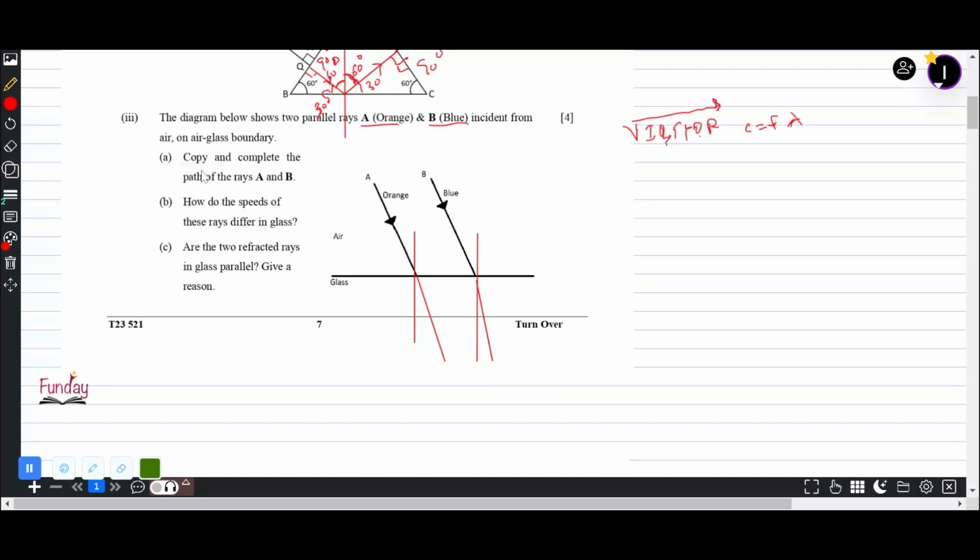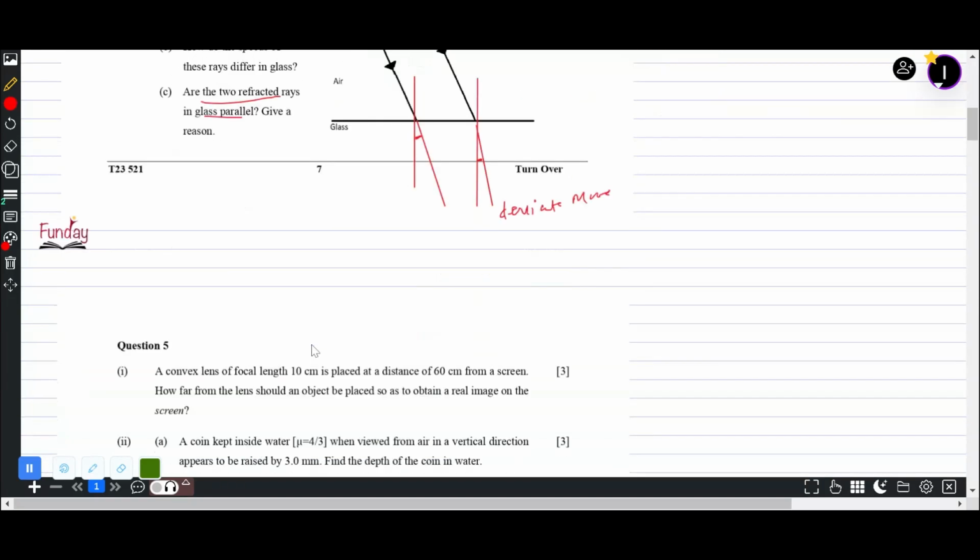So the question was: copy and complete the path of rays A and B. Done. How do the speeds of these rays differ? The speed of orange will be more than the speed of blue. Are the two refracting glass slabs parallel? Give a reason. No, they are not parallel because blue will deviate more. Because of lesser speed, orange will deviate less. Is that clear?